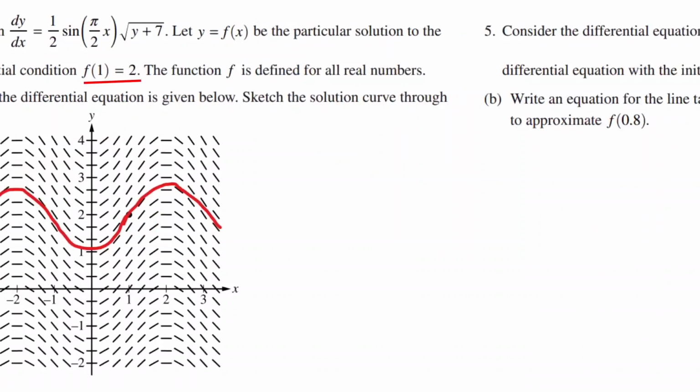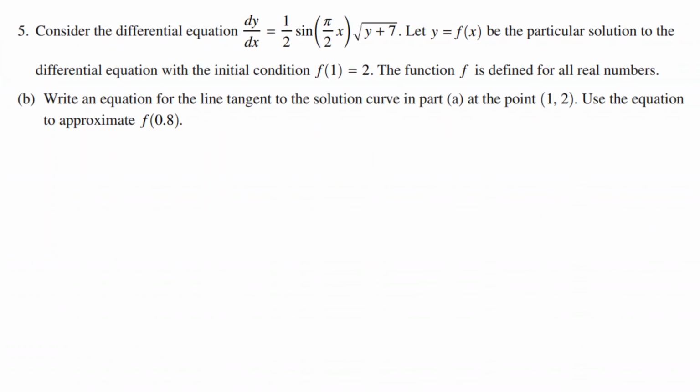Now on to part B. Write an equation for the line tangent to the solution curve in part A at the point (1, 2). Use the equation to approximate f of 0.8. We need to find the equation of the tangent line, so let's start with the formula for any general line: y minus y1 equals m times x minus x1. We are given the point (1, 2), so that is our x1 and y1.